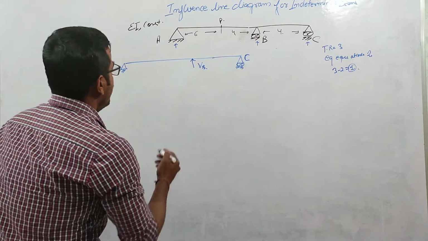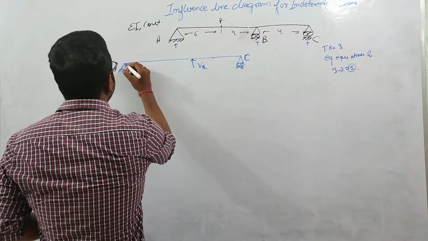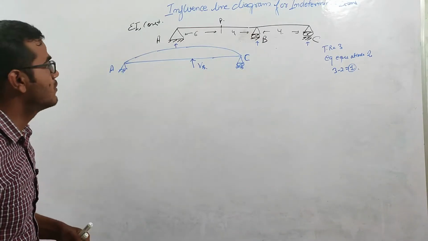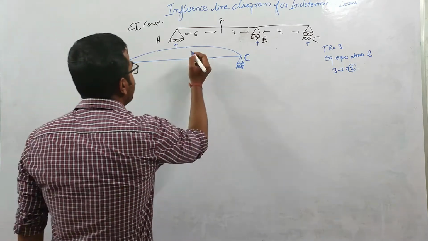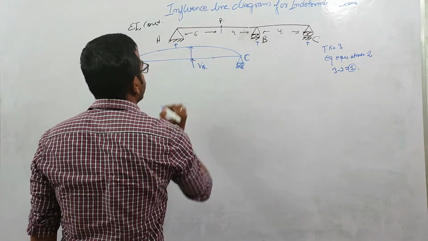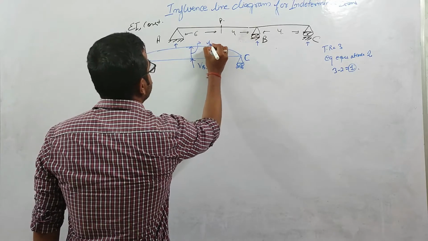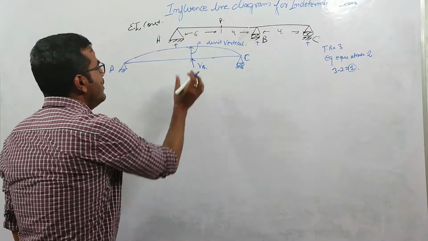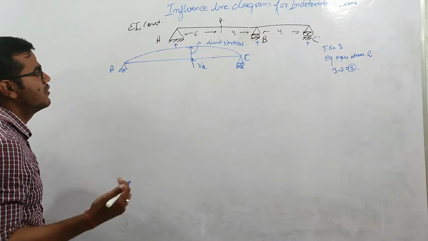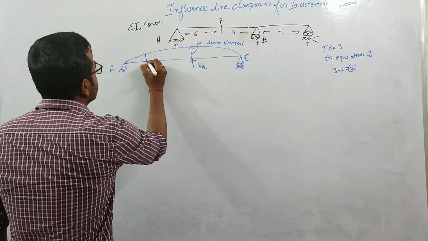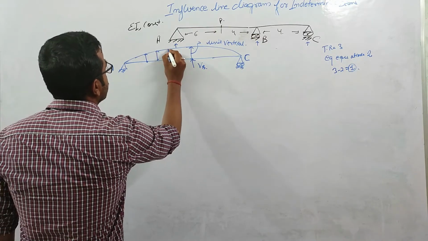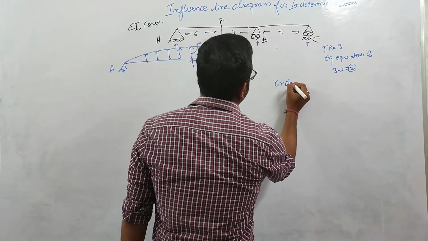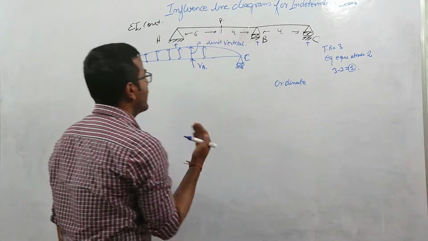When this beam is deflected by this load, it will deflect like this. Now I'm taking this deflection as unity. So this deflection is a unit vertical deflection, and when this is the unit vertical deflection, the ordinates of this elastic curve will represent the influence line diagram for this VB.